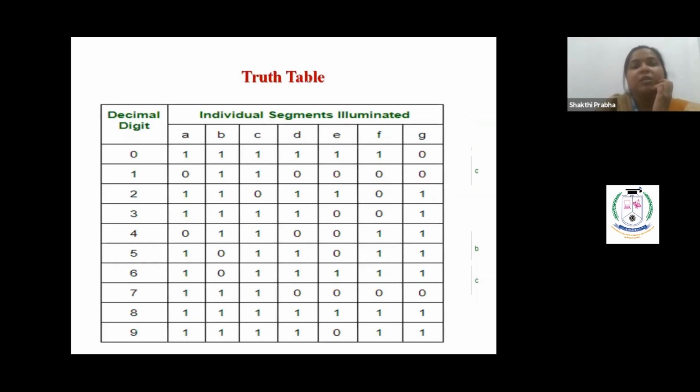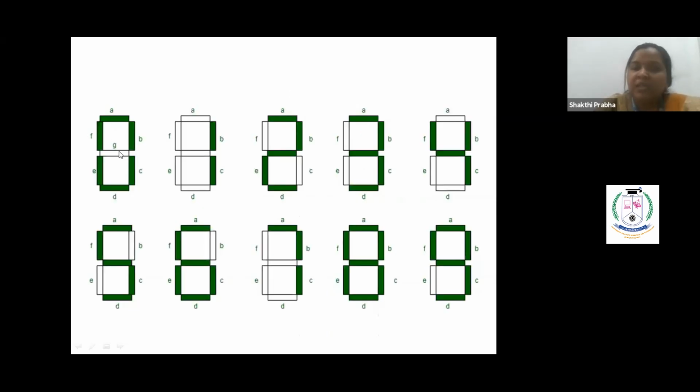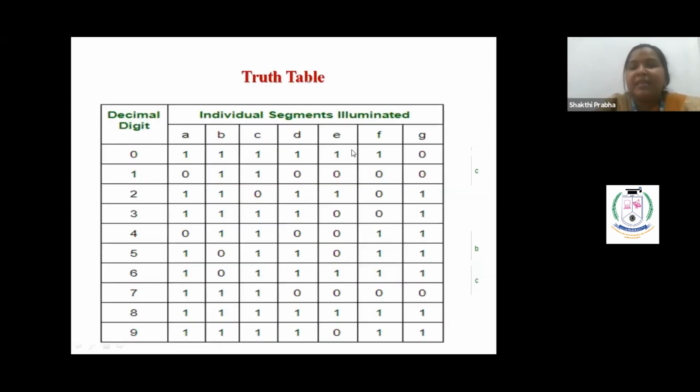So starting from the decimal digit 0 to 9. Now E, F, G. 0 I am representing. So 0. Check for 0 in the previous slide. So G only is in off. All the other segments are in on condition. So alone G I will mark it as 0. Remaining segments I will mark it as 1. So remaining all segments I will mark it as 1 except G as 0.